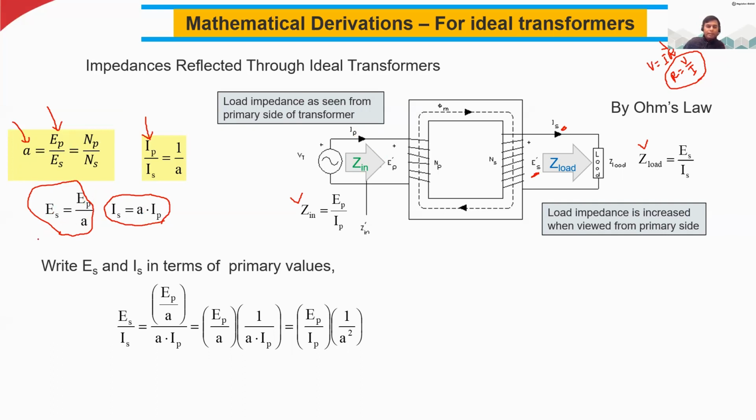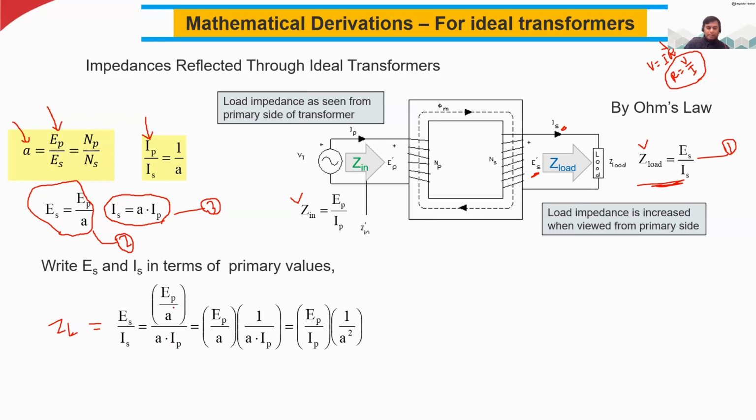So why am I doing this? You can see here now. We already know load impedance is equal to ES divided by IS, right? Let us say this is equation 1, and this is equation 2, and this is equation 3. So what I am going to do is apply equations 2 and 3 in equation 1. ES divided by IS is nothing but Z load. And ES means what? That is EP divided by A. And IS means what? A times IP.